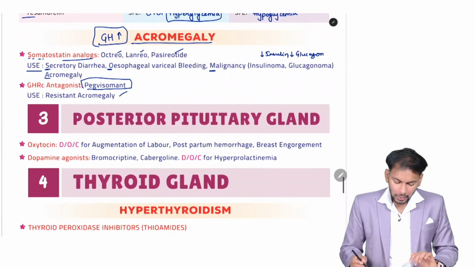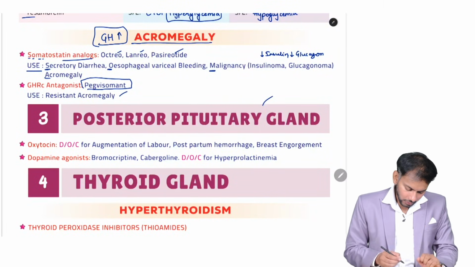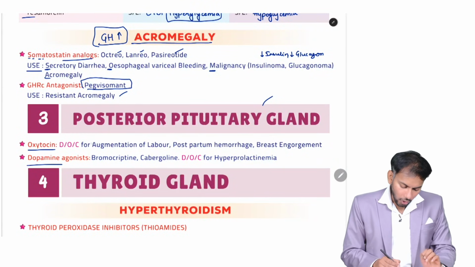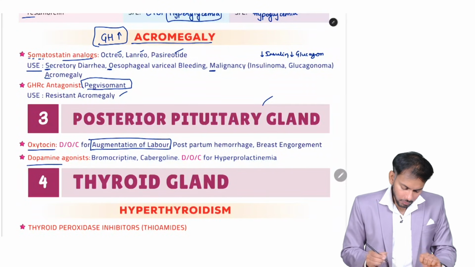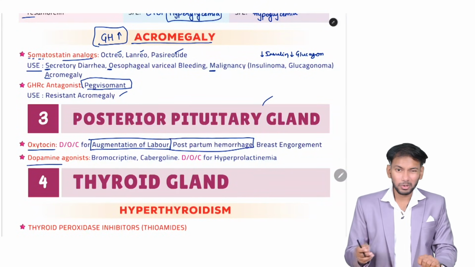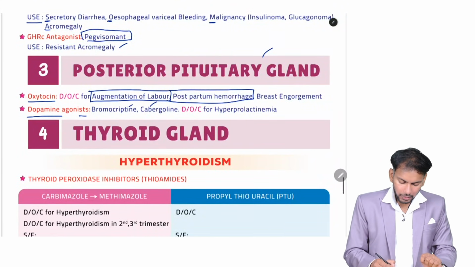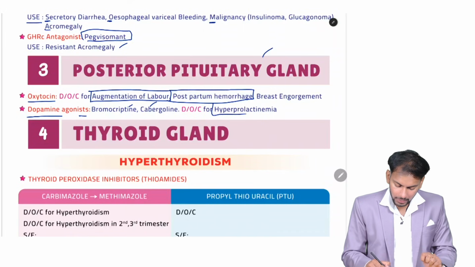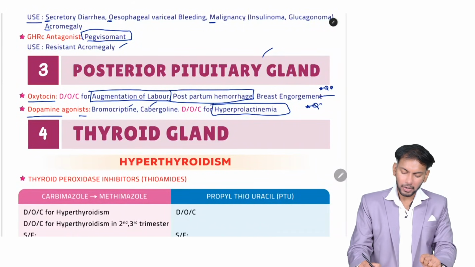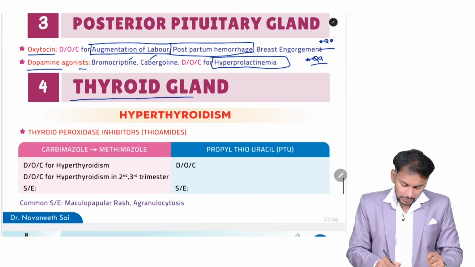Now coming to the posterior pituitary gland, what are the hormones that are released from it? Oxytocin and dopamine. Oxytocin is the drug of choice for augmentation of labor. At least this much you know. Augmentation of labor, postpartum hemorrhage, and breast engorgement also you can use oxytocin. Now, dopamine agonists are bromocriptine and cabergoline. These are drugs of choice in hyperprolactinemia. Very important. Even though these are two lines, please remember it.